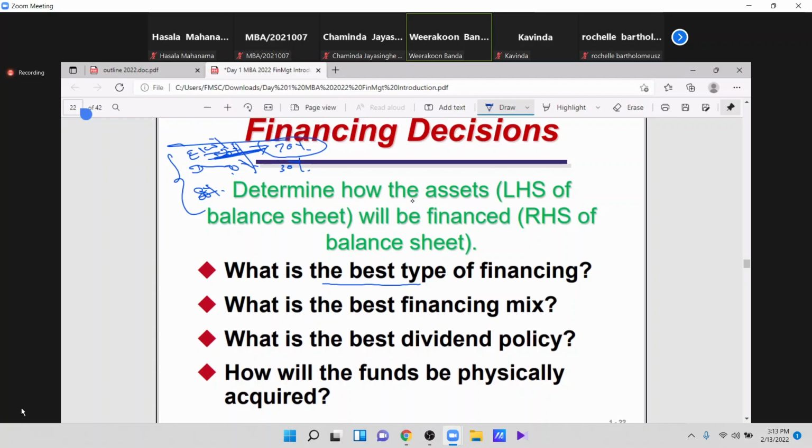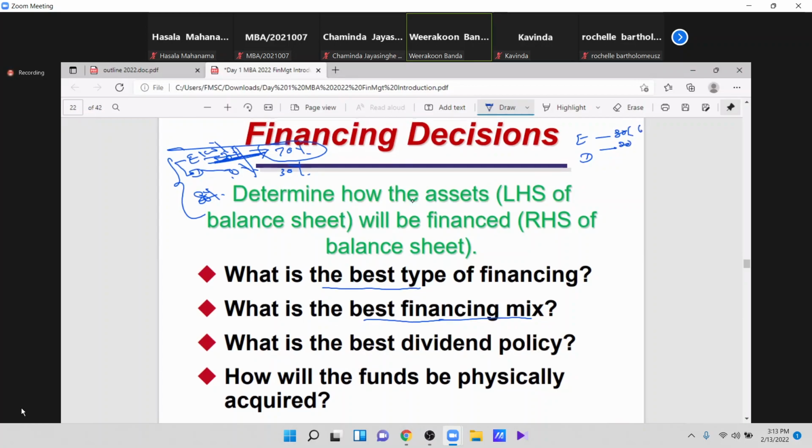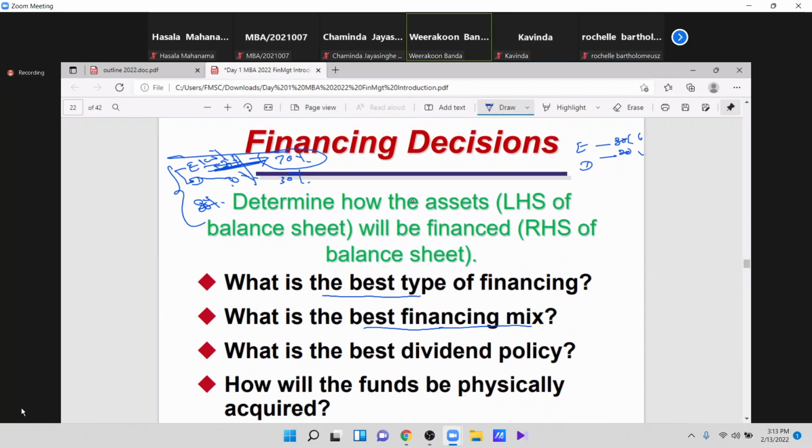The second point: what is the best financing mix? Between these two, there should be some particular mix, a percentage, an optimal one. We call that capital structure. Debt and equity capital, equity and debt capital. Between these two, it may be 80%, 20%, maybe 60%, 40%, or maybe 40%, 60%. Anyway, we call that capital structure.